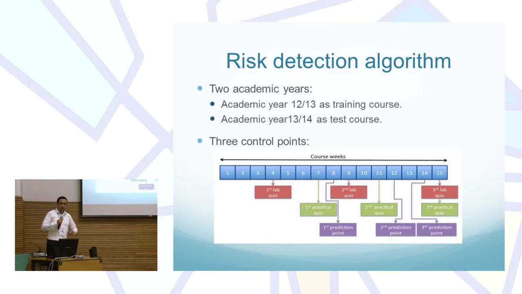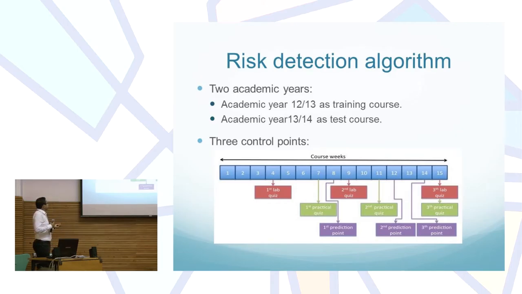So now we'll explain a little bit our risk detection algorithm. As we said before, we have the data about two academic years. The data about the first year was used for training, and the second one for testing. And we have fixed three control points. The first one was after the first lab and the practical quiz, which is in the eighth week, when we have enough reliable information about students' behavior to give a first prediction.